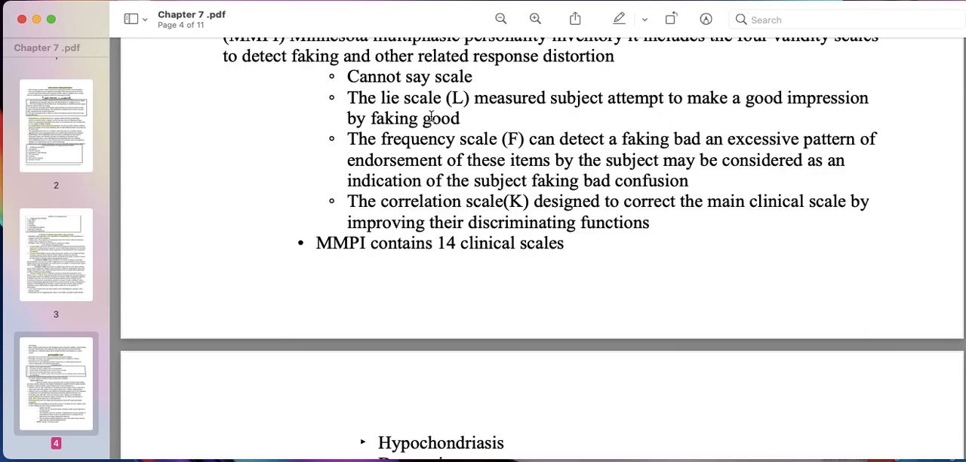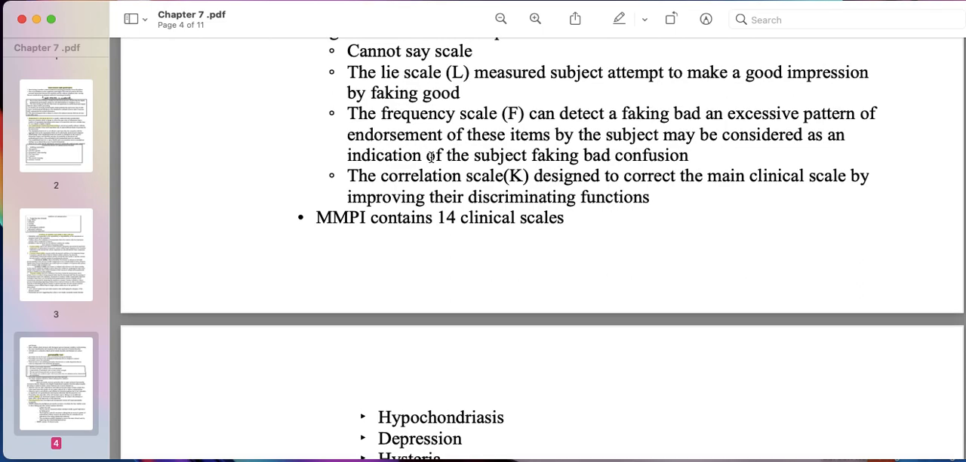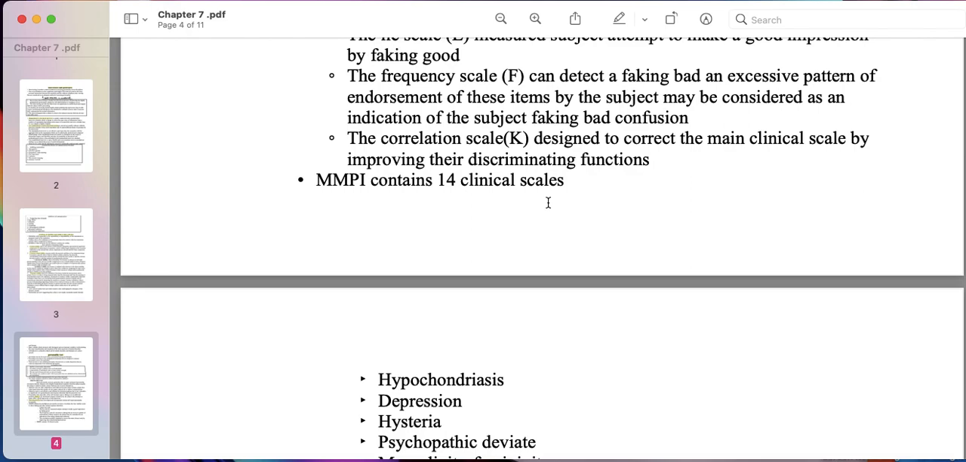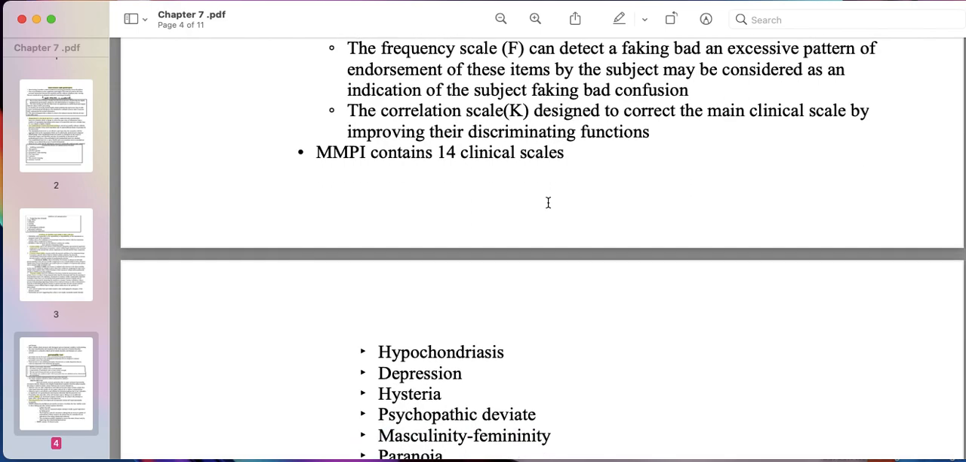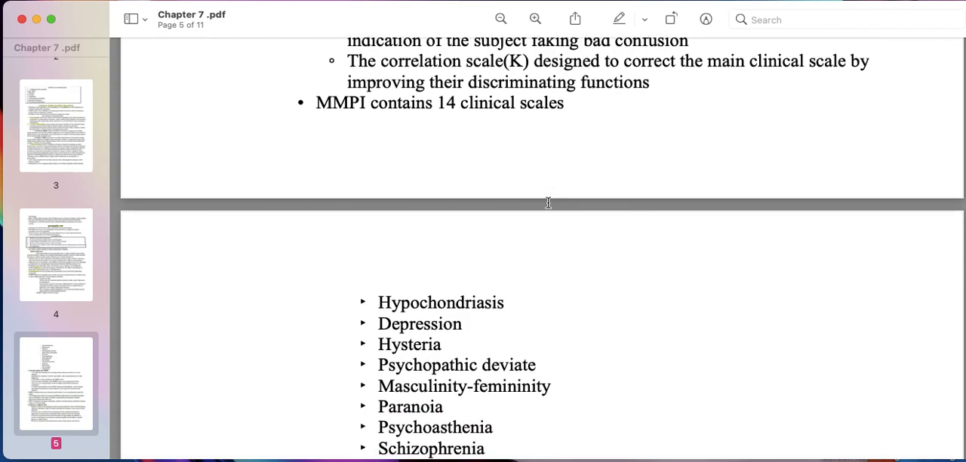Do we have the Cannot Say scale? Then we have the Lie scale, which measures the subject's attempt to make a good impression by faking it. Then we have the frequency scale that can detect the faking of bad and excessive patterns of endorsement of these items by the subject. It may be considered as an indication of the subject faking bad confusion. And then we have the correction scale, the K scale, designed to correct the main clinical scales by improving their discriminating functions.